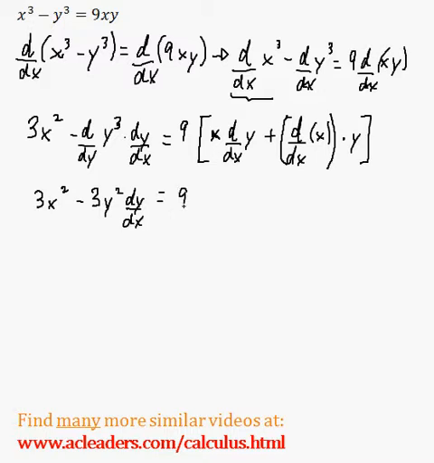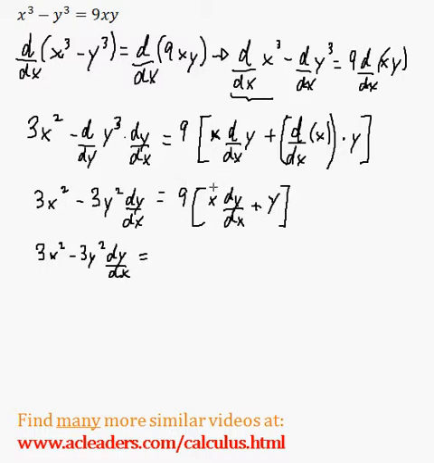And right now, inside the brackets here, x times d/dx of y. d/dx of y is just going to be dy/dx. So basically we have x dy/dx. And d/dx of x is just 1, because the derivative of x is just 1. 1 times y is just y. Now I can keep the left side of the equation untouched, and I can distribute the 9 over here and over there, and I get 9x times dy/dx plus 9y.